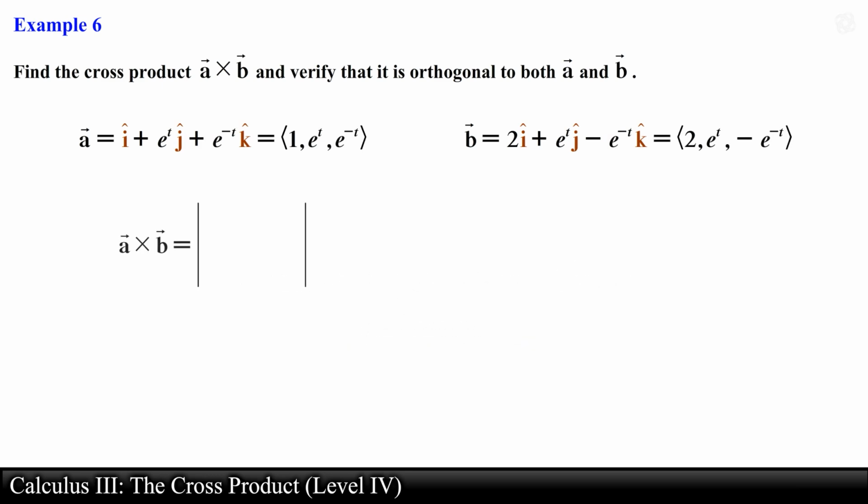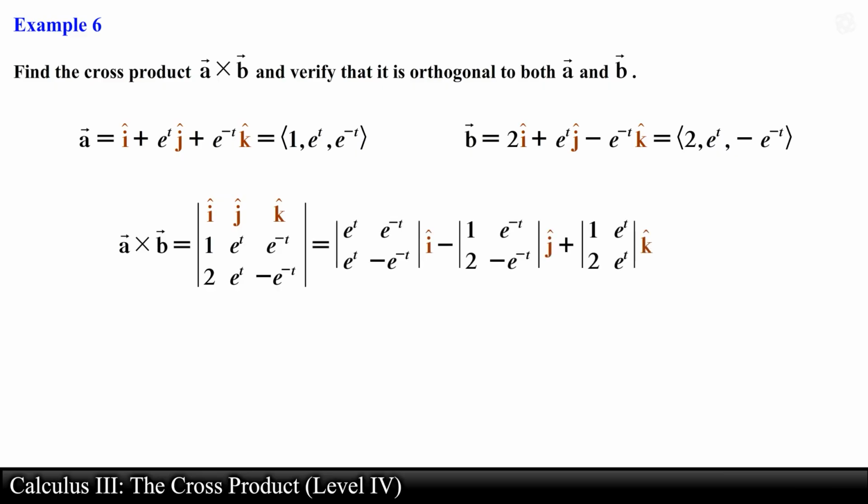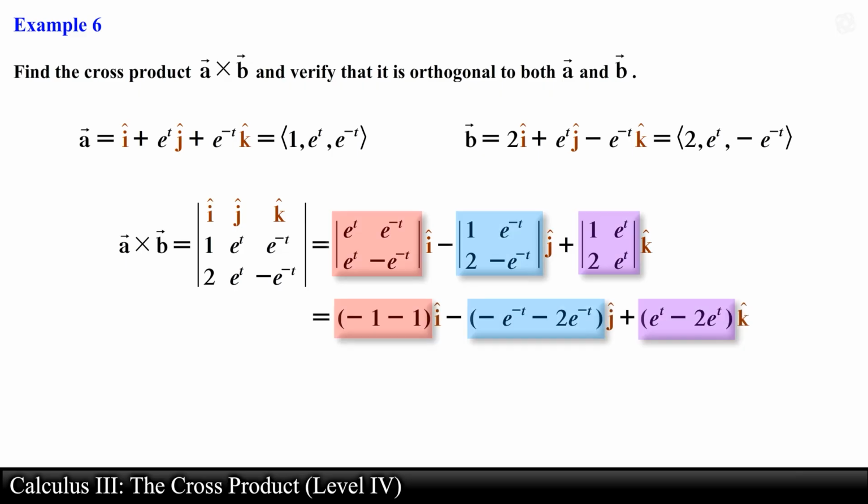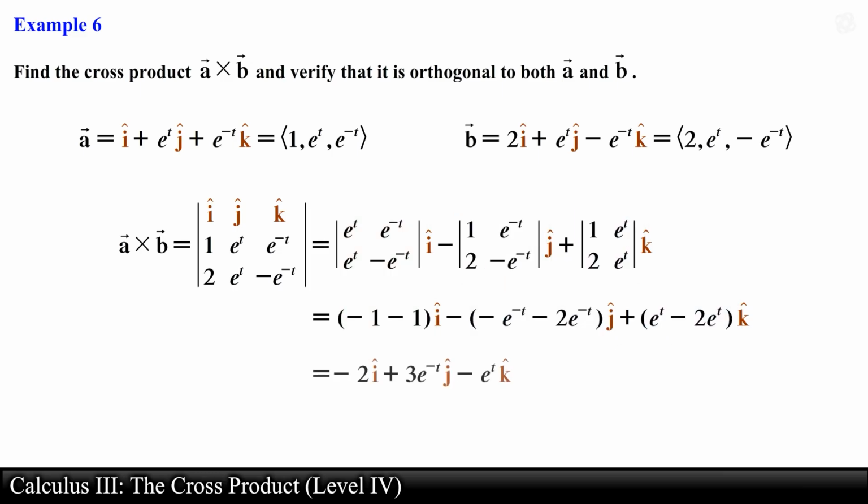Let's start by setting up our determinant. Next, let's go ahead and find the minor for each component. Then, we go ahead and compute the determinant for each 2x2 square matrix, making sure we correctly use the properties of exponents when multiplying the natural exponential functions. Simplifying the expression for each component, we obtain the following vector for the cross product.